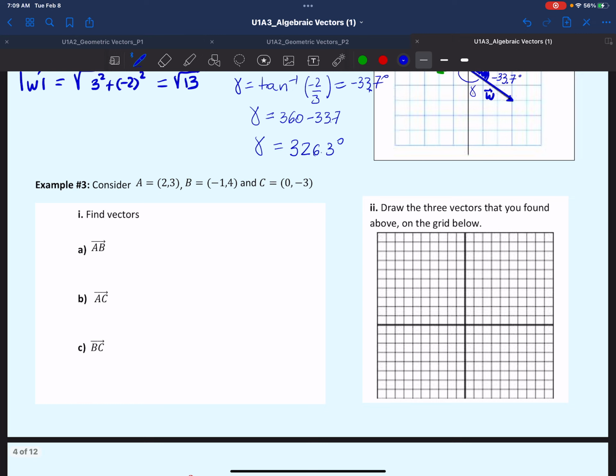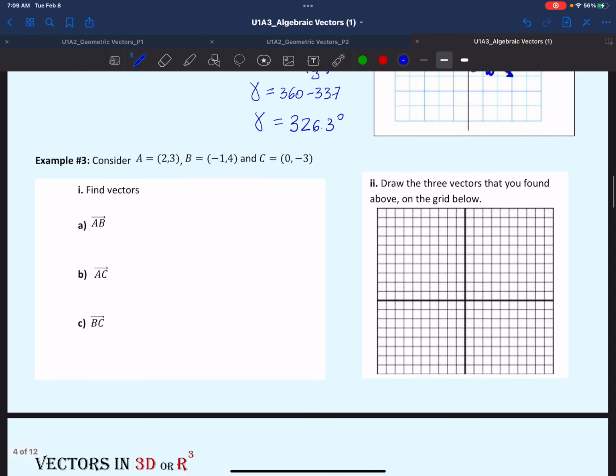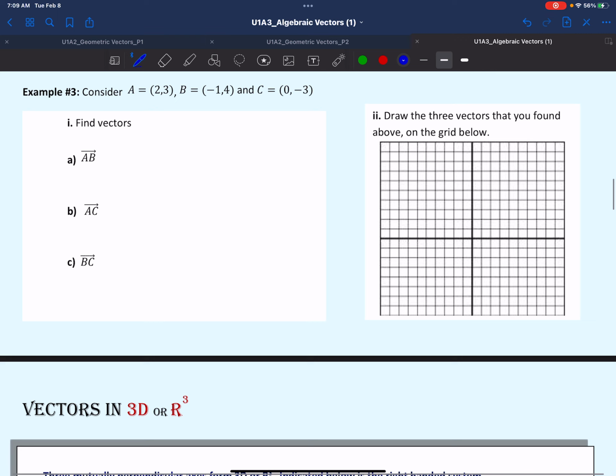Now we're going to take a look at one last example with vectors in 2D. We are given 3 different points, A, B, and C, and we have to find each vector. So I'm going to plot the points first. Point A is 2 and 3, so x equals 2, y equals 3. Point B is -1 and 4. I think we can go by a scale of 2 squares, 1 unit, because we're a little bit too tight if we let it be 1 square.